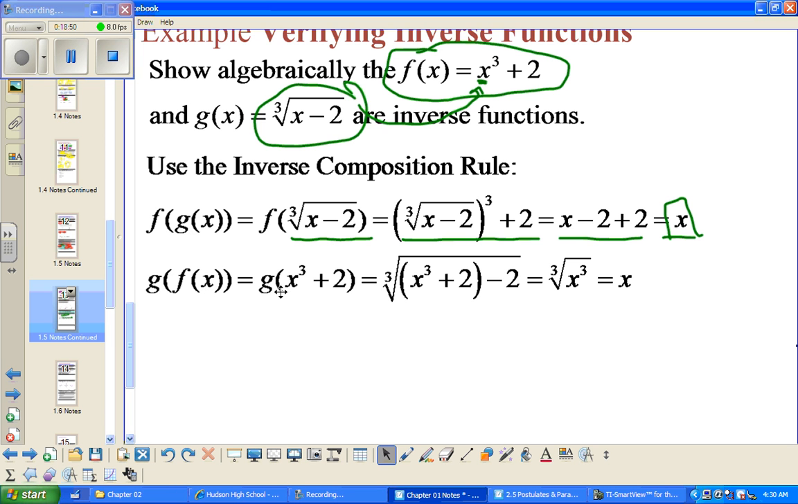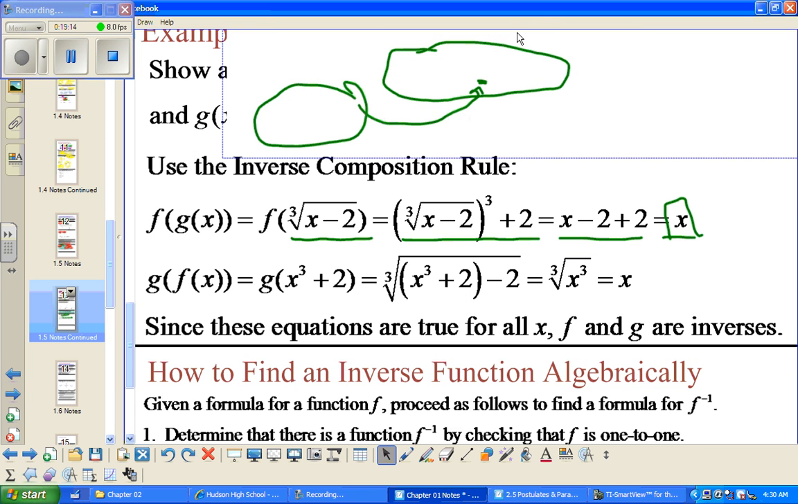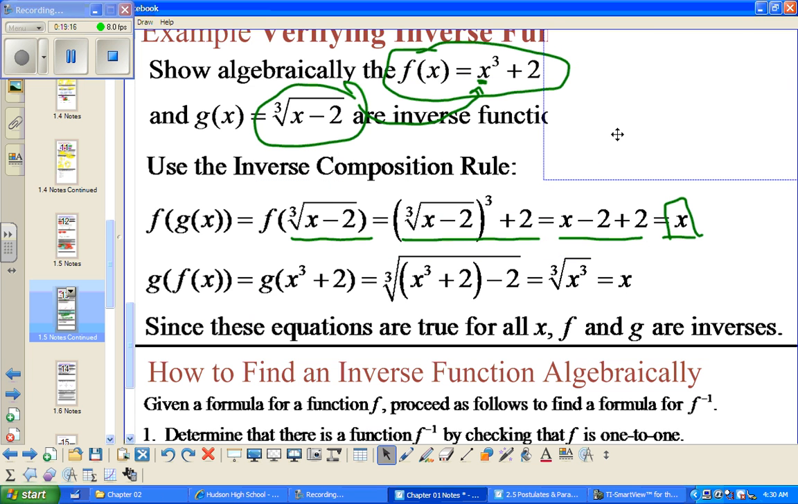So again, I'm going to take my g of x function this time and replace this x with the entire f of x function. That's what's happened here. x cubed plus 2 minus 2, all under the cube root. Well, you don't really need those parentheses anymore. The 2's will cancel out. You're taking the cube root of x cubed. That equals x. So you've just found, since both f of g of x and g of f of x equal x, f and g are inverses. And that works for all x values.